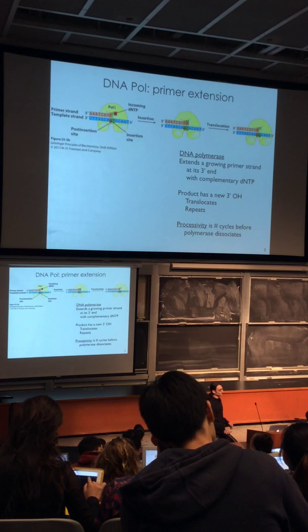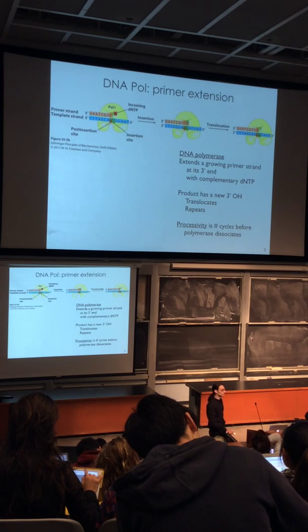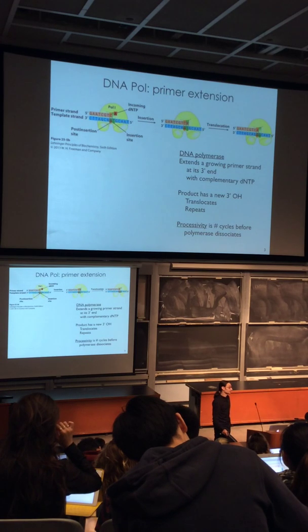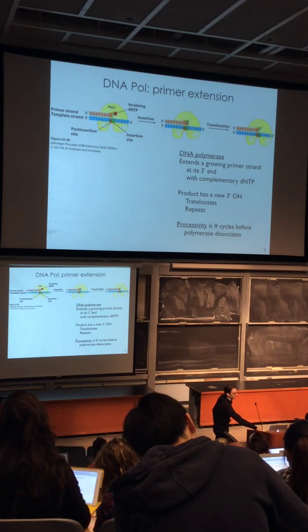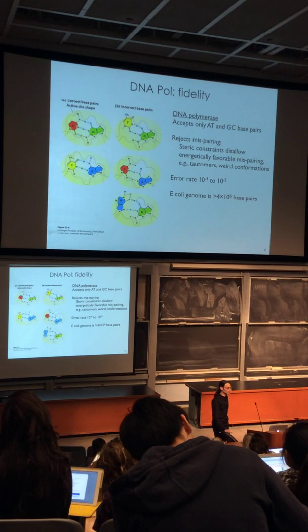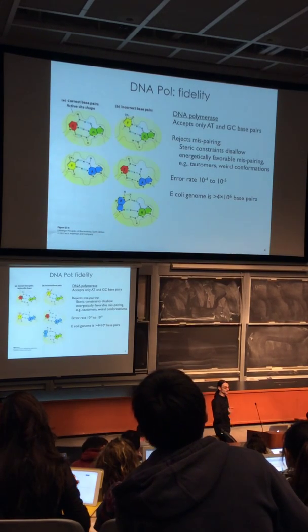Of course, there are two competing processes. One is that it could translocate and then add a new nucleotide. The other is that it could simply dissociate. If you're copying a large genome, it's important to have high processivity so that you can make it all the way through that genome. The other important point, particularly important for DNA polymerase, is that it has to have high fidelity. That is, it has to only incorporate AT and GC base pairs.